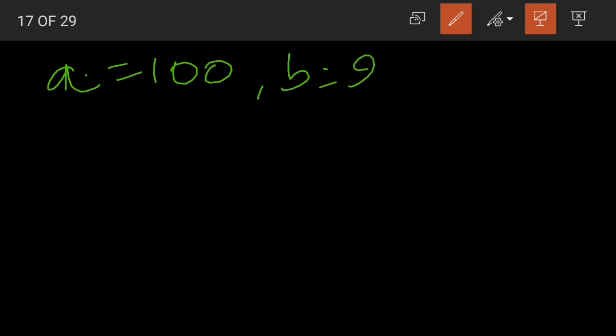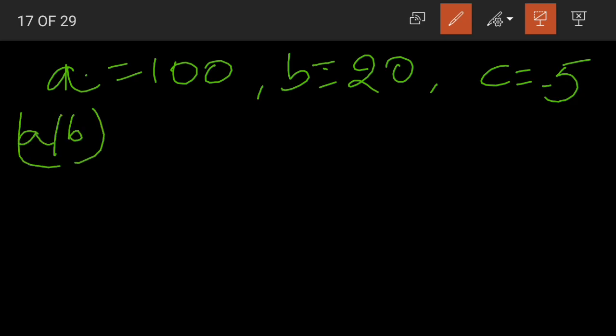Let us take the example of A is equal to 100, B is equal to 20, C is equal to minus 5. I'll take one negative integer for your clarification sake. What is our condition? A divided by B divided by C is equal to A divided by B divided by C, with different grouping.